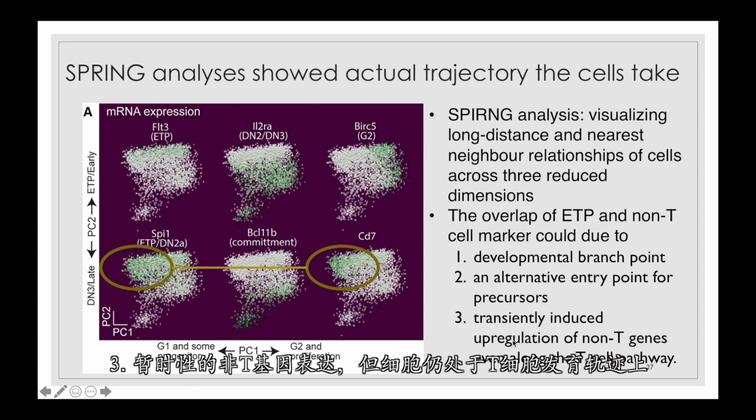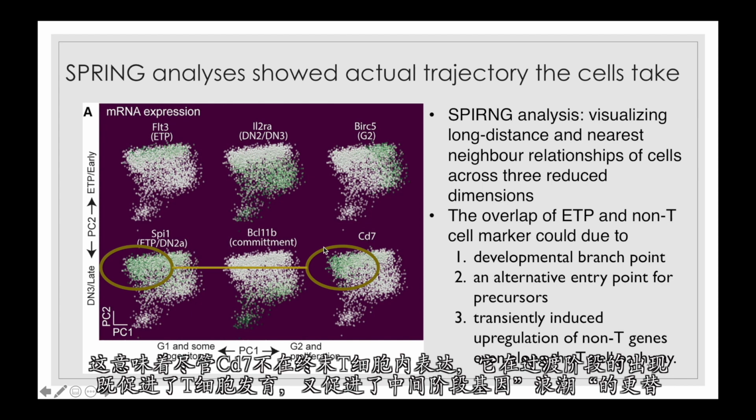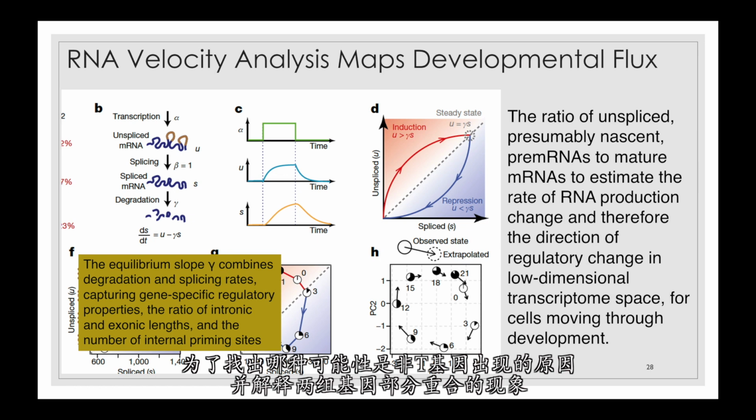And the third possibility is a transient induced upregulation of non-T genes even along the T cell pathway. That means even though these genes are not expressed in the end stage of the T cell lineage, they are actually markers of the transition stage of T cell development and contribute to a transient wave of the gene expression pattern.